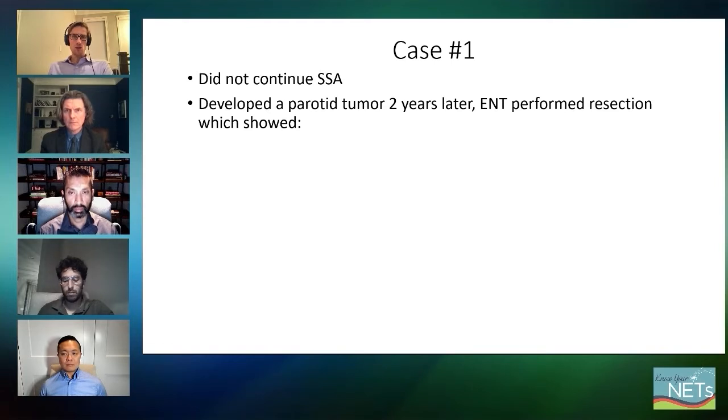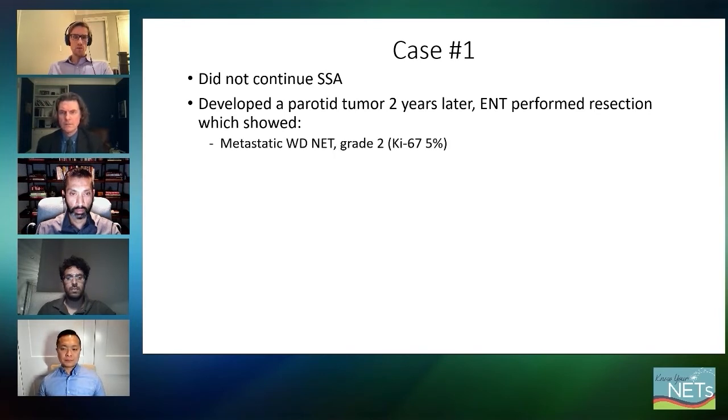Now, about 2 years after all of this started, he had a parotid tumor resection because he developed a mass in his parotid that was biopsied and thought to be some questionable malignant parotid lesion, but there wasn't really a good diagnosis on the fine needle aspiration. And lo and behold, this comes back on final histopathology after the surgery as a metastatic well-differentiated neuroendocrine tumor grade 2 with a Ki-67 of 5%. So what do we do now?